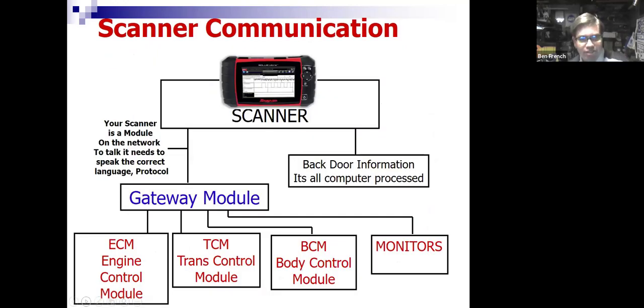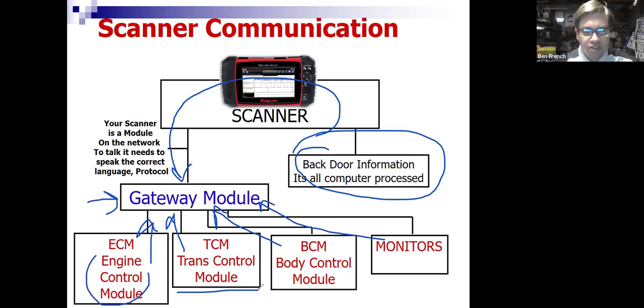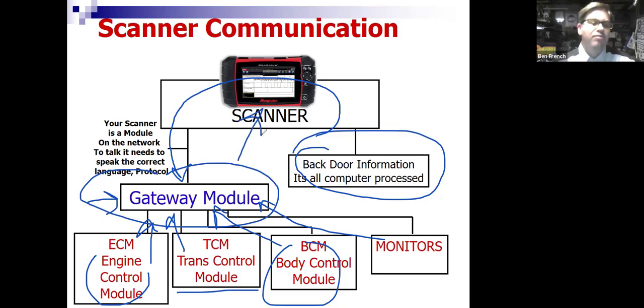So here's our scanner communication. We hook up our scanner. Remember, we're getting what we're going to call backdoor computer processed information. What's the scanner going to talk to? It's going to talk to the computer that I called the translator. That's technically called the gateway module. It's the one that can speak different communication protocols to these various networks on the vehicle, so that when you ask for codes, it can check: okay, engine computer, do you have any codes? Transmission, do you have codes? Body, do you have codes? And it can basically pull all those different computers through the gateway module and then give you some information. So if this network's down or the gateway module was down, you're not going to have any communication. Okay, so the gateway module, remember, is like your universal translator, if you will.